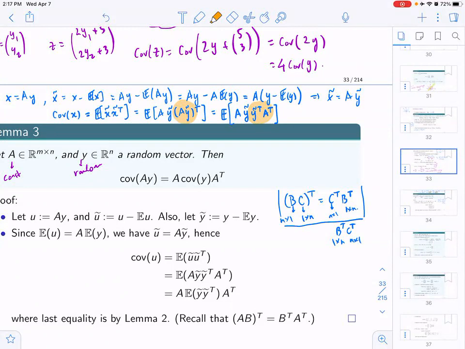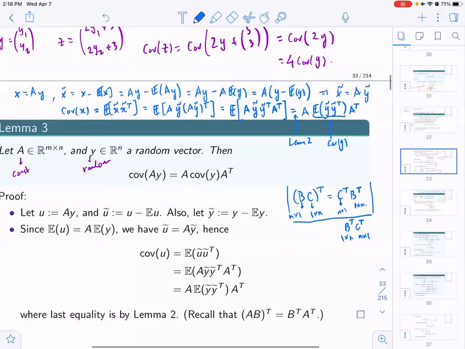Oh, okay, so Diana also pointed this out. Okay, yeah, that's good. So that's this, and then what's the next step? Maybe Sehun wants to continue? Yes. Expectation of y tilde, y tilde transpose, and A transpose. So what is this step? Expectation of y tilde times y tilde transpose is the covariance of y. Right, but how do we get this step by the lemma? Okay, this is lemma 2, and this is the covariance of y. So we have shown the result.